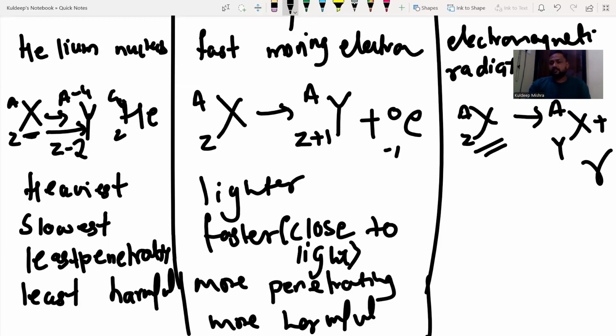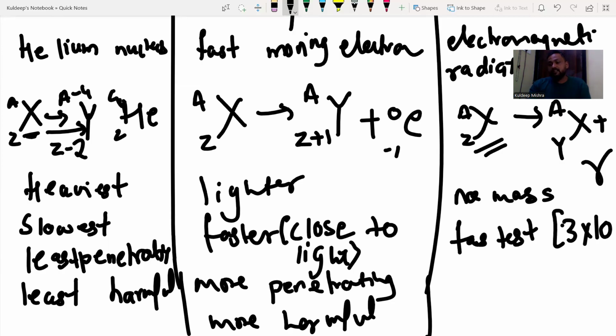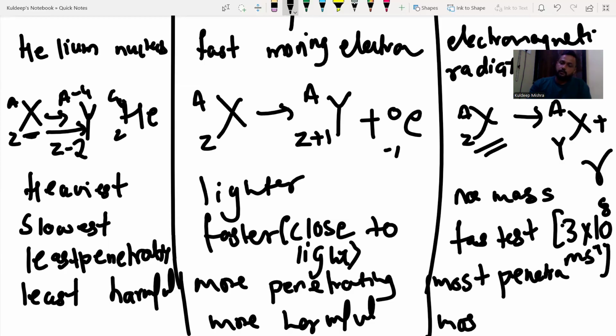And this has no mass. This actually has no mass because it is not a particle. It is a radiation, electromagnetic radiation. It is the fastest because light is also electromagnetic radiation. So its speed is equal to speed of light. This is light actually. In the spectrum, we had gamma radiations. Most penetrating and most harmful.